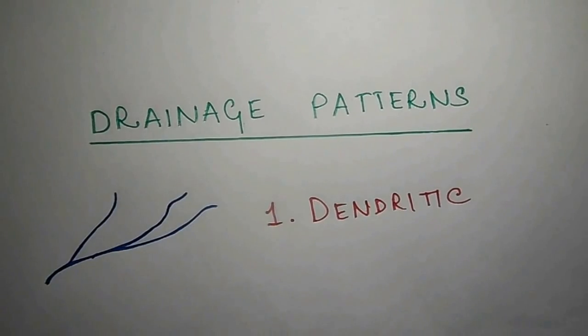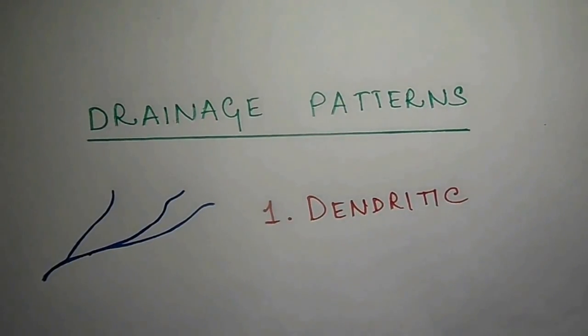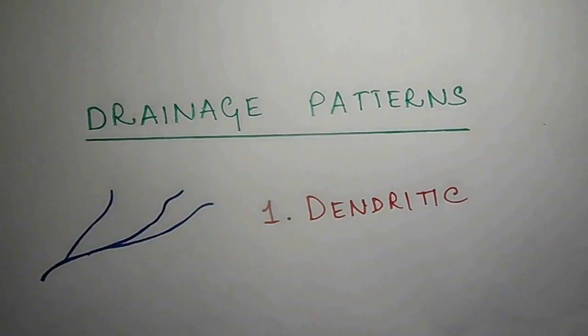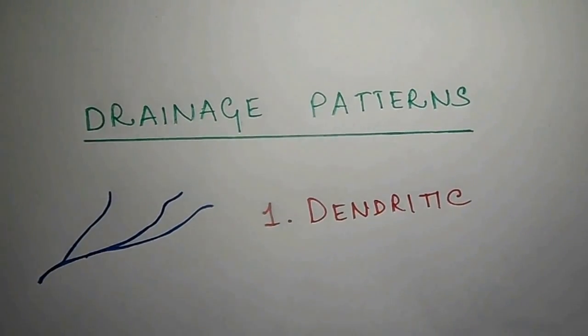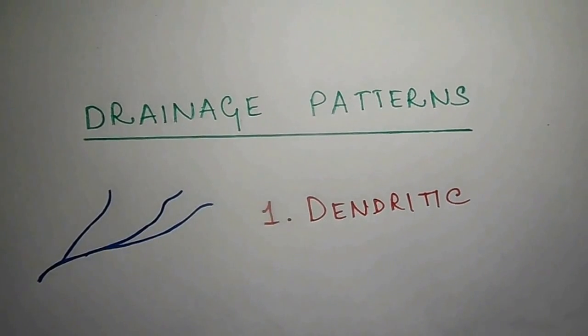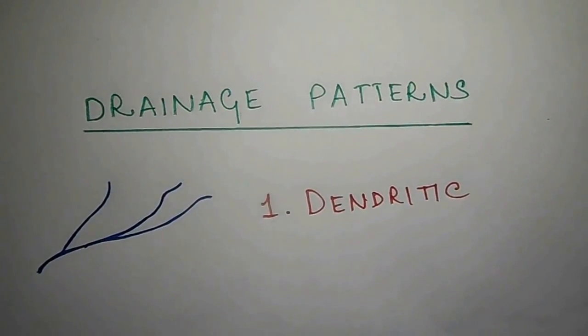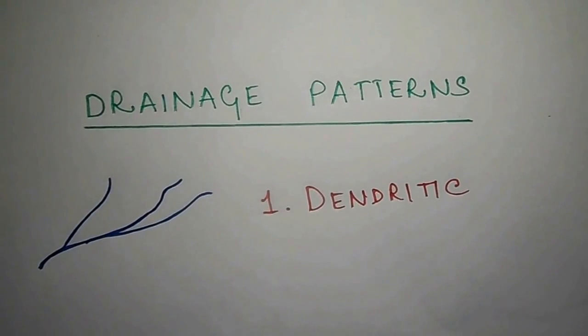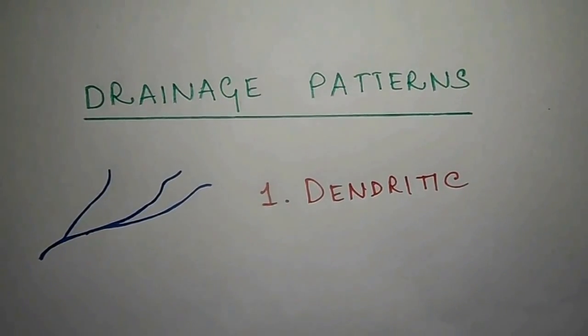Okay, now we move on to drainage patterns. Drainage patterns are also very important. One of them will definitely come in your exam, I guess. We have three drainage patterns: dendritic, trellised, and radial. First of all, dendritic. These resemble the veins of a leaf or a tree branch. So they are easy to identify. You can see that on the page.